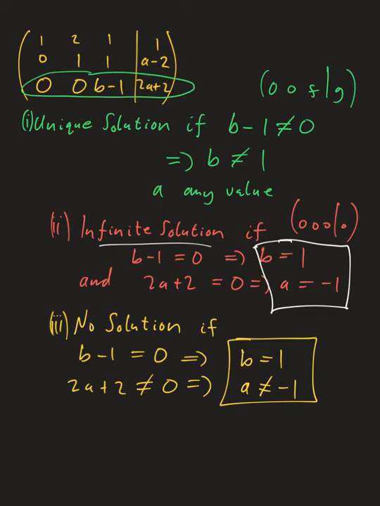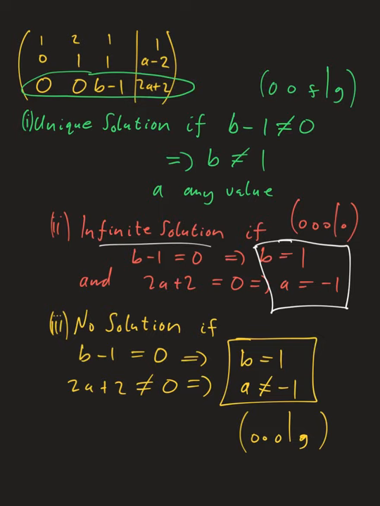But if B is just 1 and A is some other number except for minus 1, then I end up with a last line that looks like this. I have some other number there, where G is not equal to 0. That's what you would call inconsistent, an inconsistent set of equations for which there is no solution. So that's the answer. Those are my 3 cases and my 3 conditions.